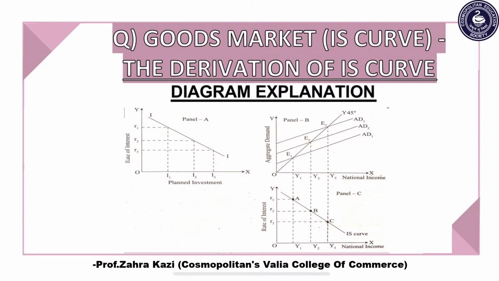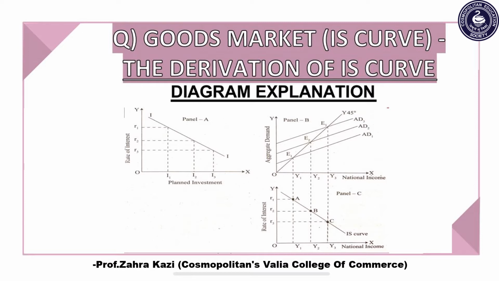Panel A shows an inverse relationship. As you can see in panel A, on the x-axis we plot planned investment, while on the y-axis we plot the rate of interest. This curve, the II curve, which is downward sloping, is called the investment demand curve. So panel A shows an inverse relationship between the rate of interest and the planned investment.